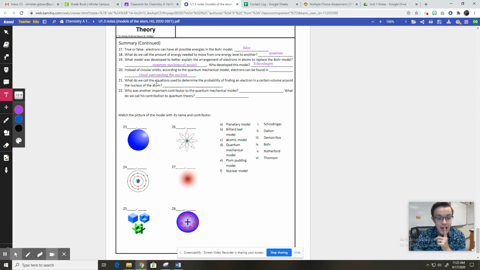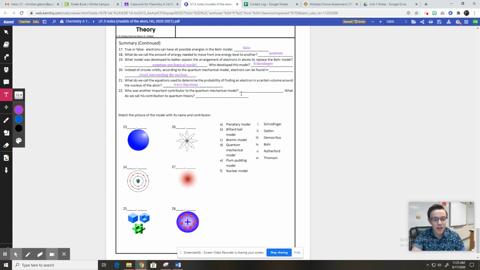So he had to use equations to find the probability of where an electron would be within the electron cloud since we can't see it with our eyeballs. And we call those equations wave functions or wave equations. Okay? It's more math than I know how to do, so we're just going to leave it at that. It's very complicated math, the wave functions are.